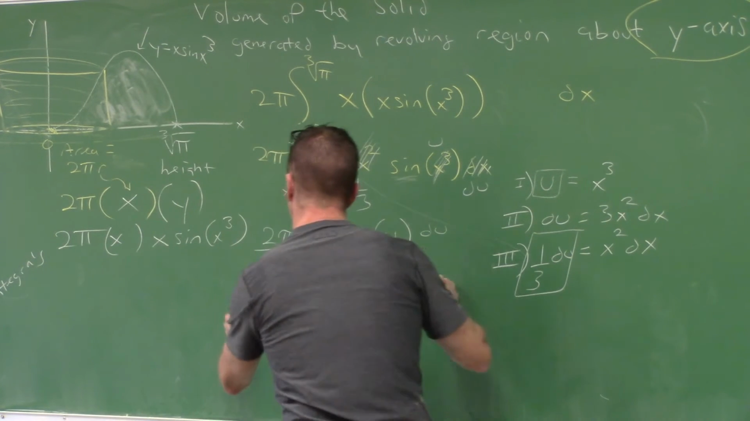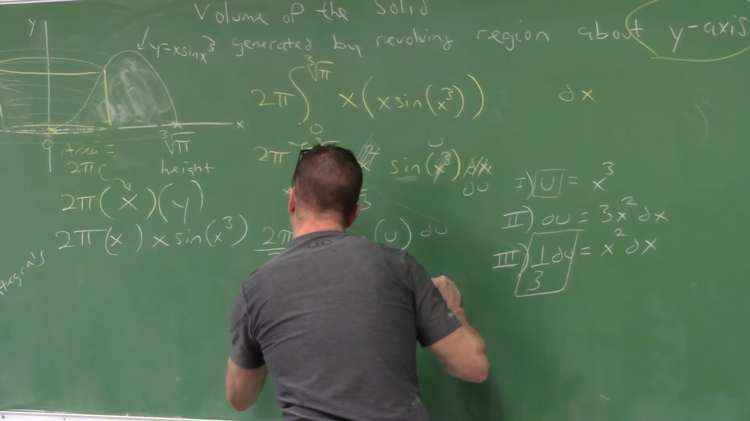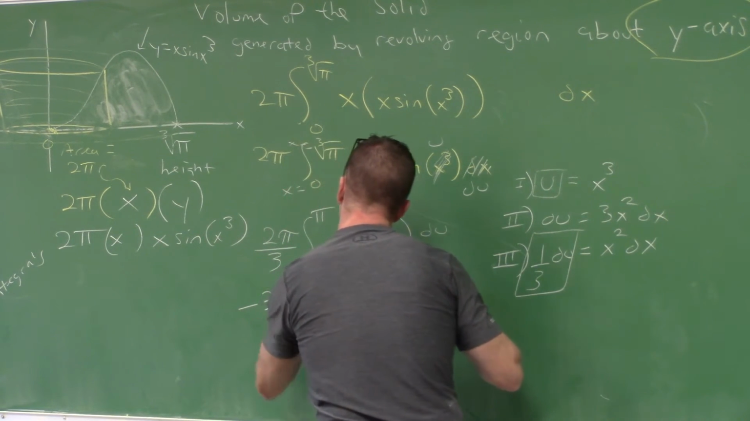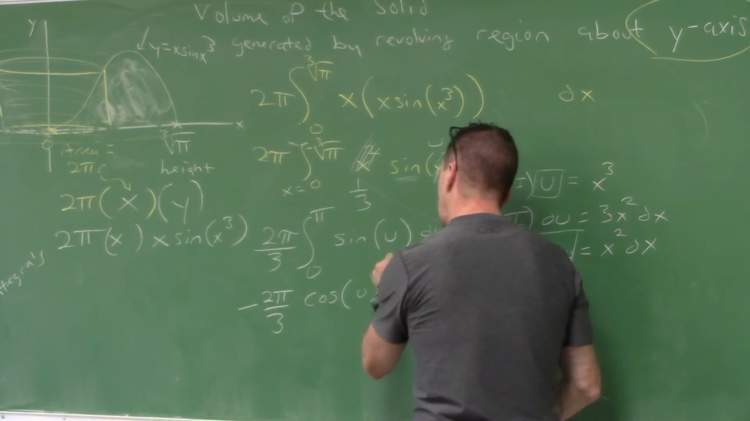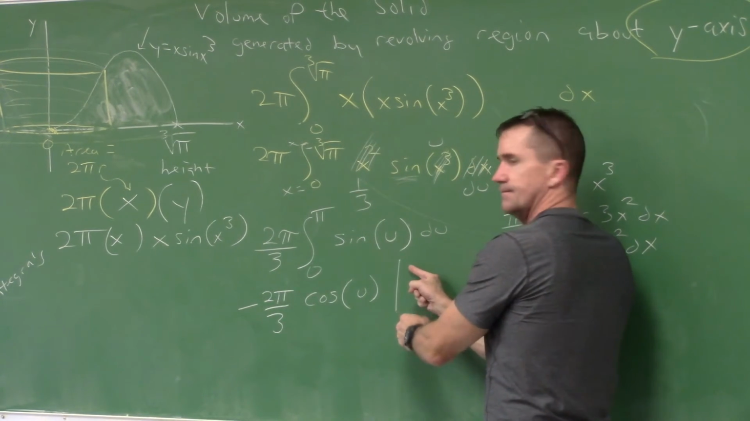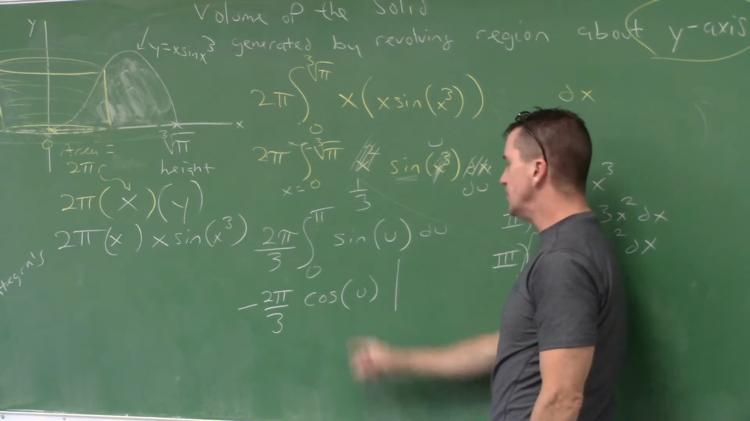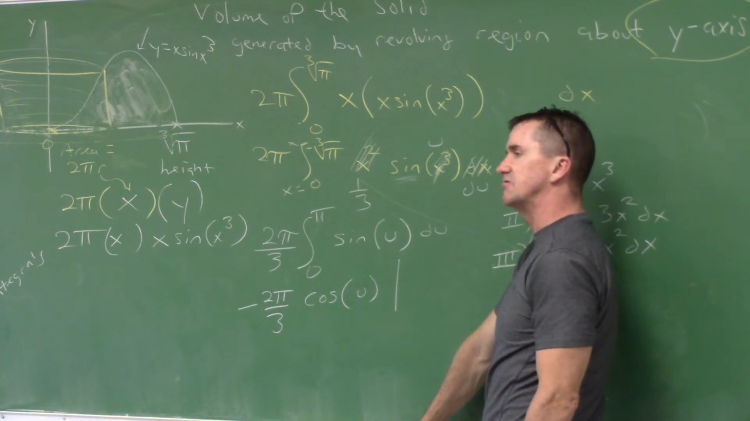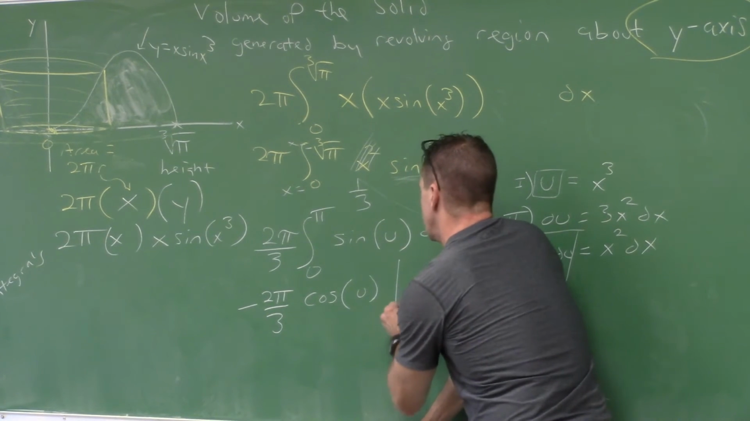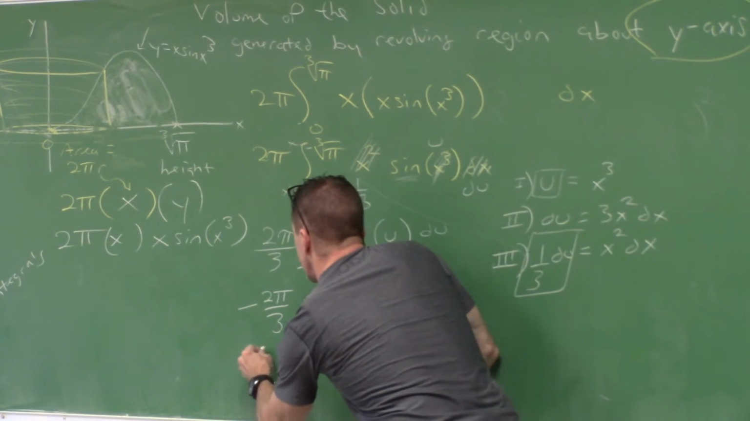So I'm going to put that here. I'll put it with the 2 pi over 3. Almost done, everyone. I get cosine of u, and I put my 2 limits, right? Now, what are the 2 limits? 0 and what? Pi. If you didn't change them to u's, could I use the original x's? No. 0 to pi. I would have just resubstituted.